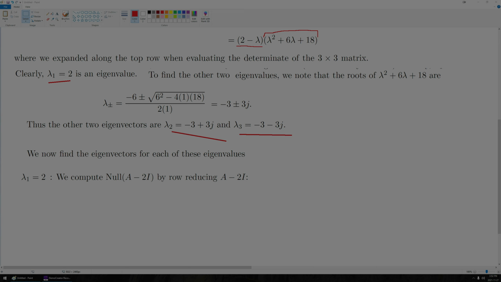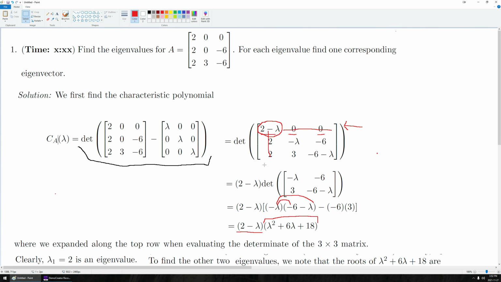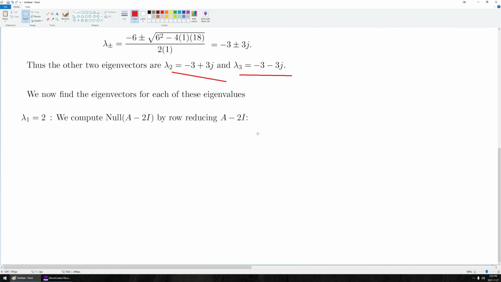Well, first I need to figure out what A minus 2I is. If I go back up here, this is my matrix A, and I want to subtract 2 from the diagonal. The rest of the terms will stay the same. So I'll get 2 minus 2, 0, 0 minus 2, negative 2, and negative 6 minus 2, negative 8. If I put all these together, my A minus 2I is simply this quantity here.